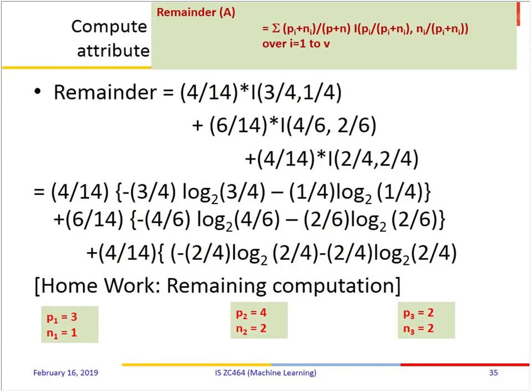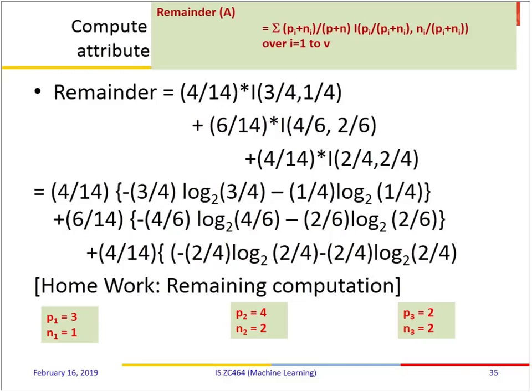Now we are computing this remainder. Remainder is, for P1, what is it going to be? P1 plus N1 divided by P plus N, multiplied by I of P1 divided by P1 plus N1. It is not P plus N, it is P1 plus N1 within the I. So what will be P1 plus N1? It is 4, right? That is why I have written here I of 3 by 4.